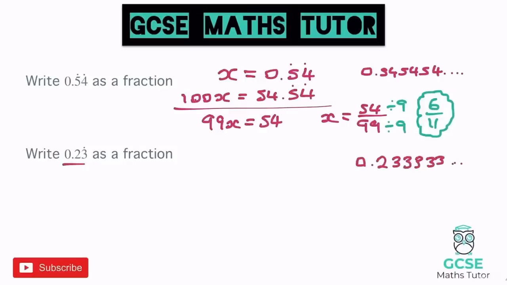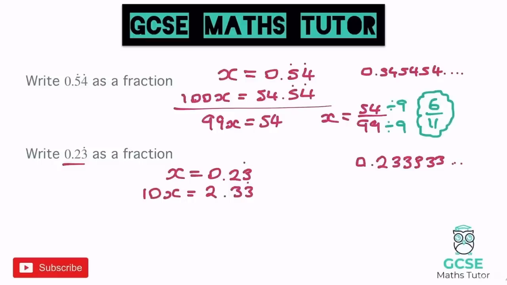So if we have a look at this one, and again there are different ways of doing this type of question here, but I just follow the same process for all of them. So x equals 0.23 with a dot above the 3, and there's 1 recurring decimal, so let's times it by 10. So we get 10x equals 2.33, and then the 3 keeps going.